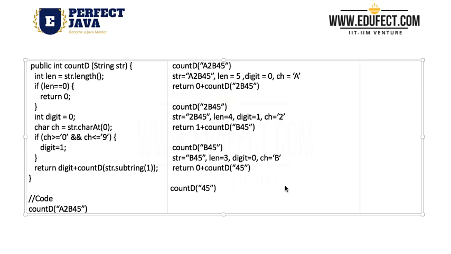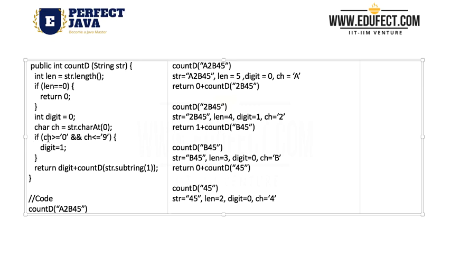Now what will happen here? What is the value of str? str will be equal to 45. len is 2, digit is 0, and ch is equal to 4.